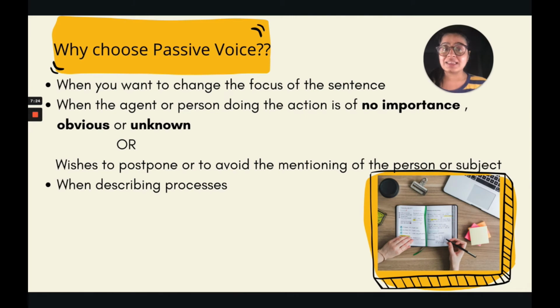As we have already seen, sentences written in the active voice have a clear, direct and straight tone in your writing. So why do we need to write in the passive voice? Well, there are certain situations wherein it is preferred to write in the passive voice rather than the active voice. These are when you want to change the focus of the sentence, or when the agent, or the person doing the action, is of no importance, or it's too obvious or unknown, or you wish to postpone or avoid mentioning the person or the subject in your writing. And lastly, when you are describing processes.